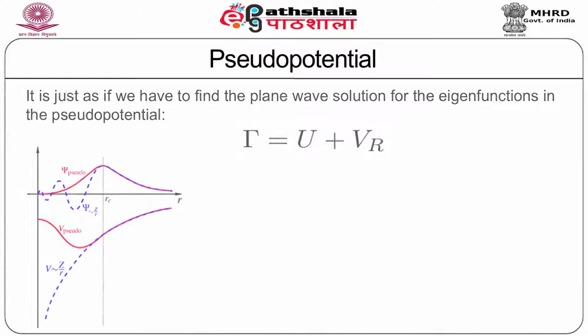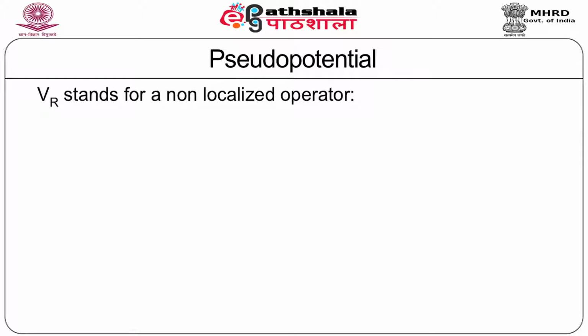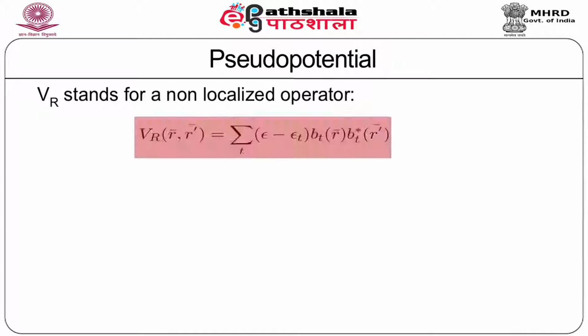Let us now discuss the form of this pseudopotential a little more. The pseudopotential V_R stands for a non-localized operator, which is given by this form.